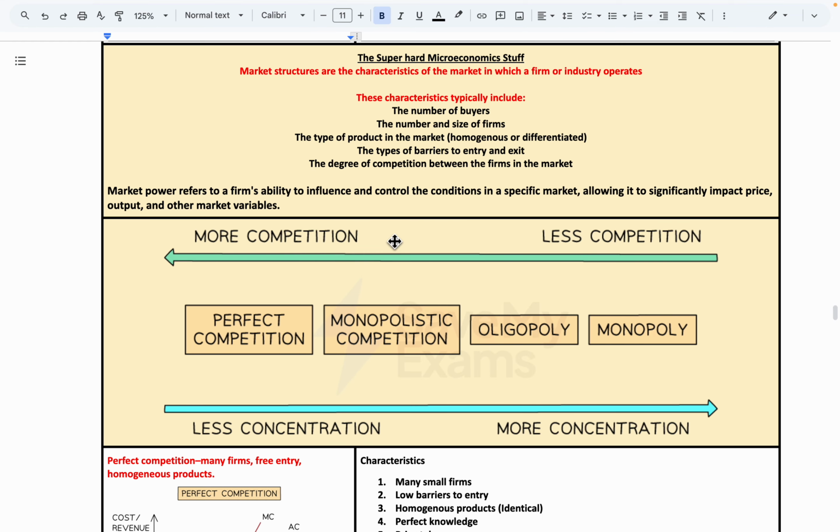Okay, now finally let's get into the super hard stuff of microeconomics. Well, this was what I thought like last year.